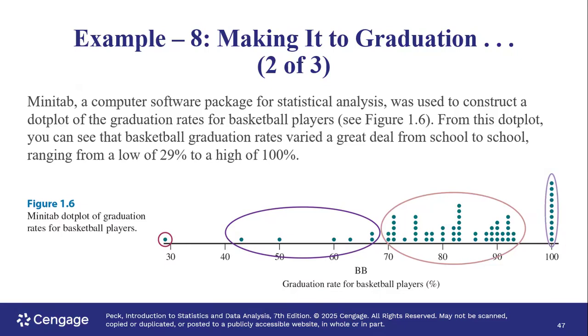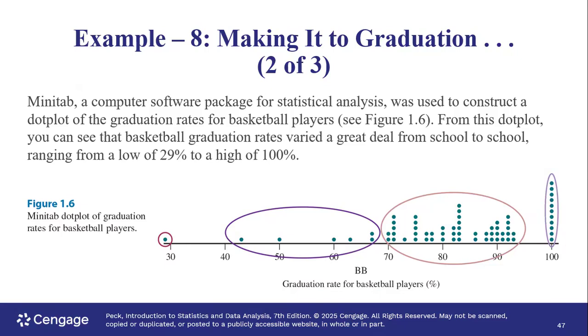But on the low end, there is 29%, which is not good. But most of them are concentrated, by the second oval towards the right, between 70 and 96. Yeah, you might say 98. Well, that's a good sign because most of them are graduating between 70 to 98% of their basketball players.